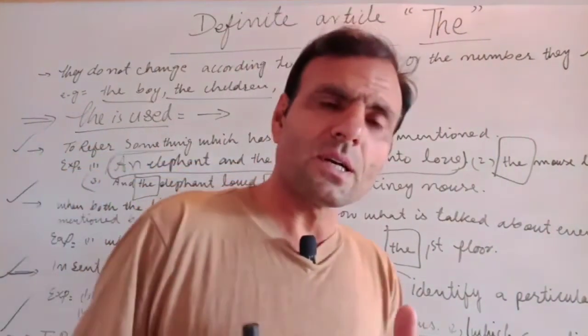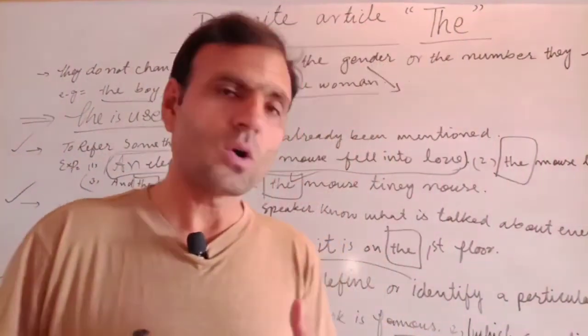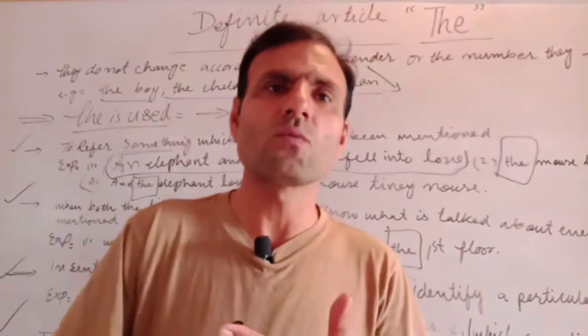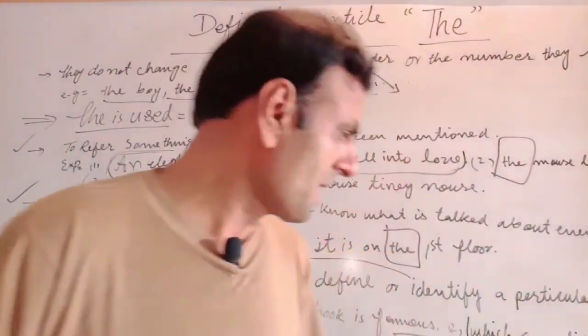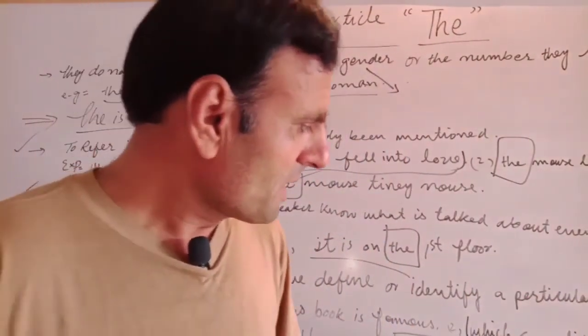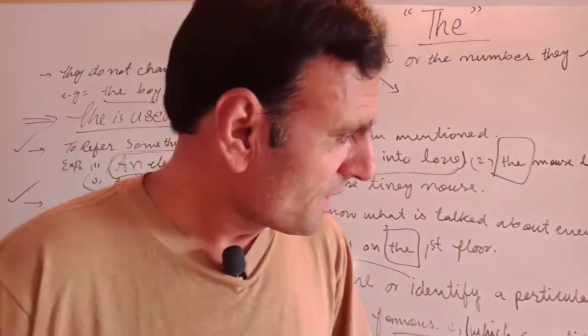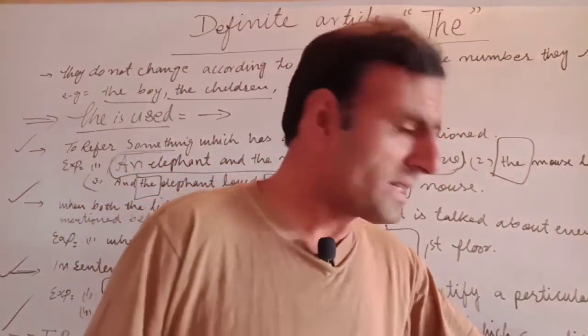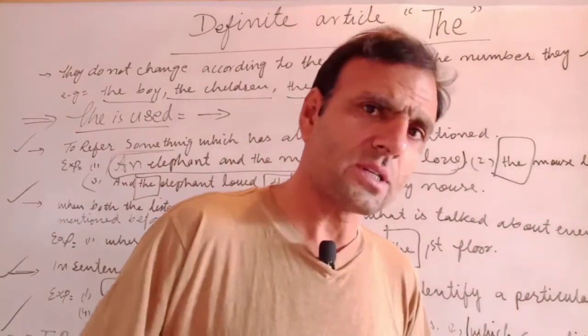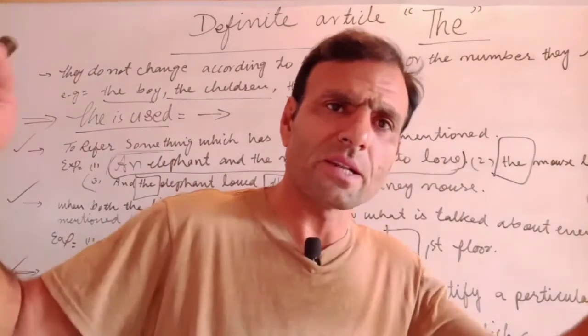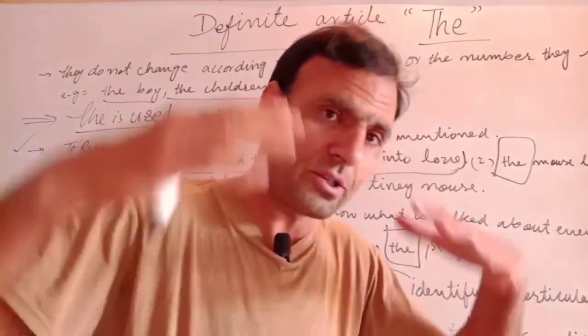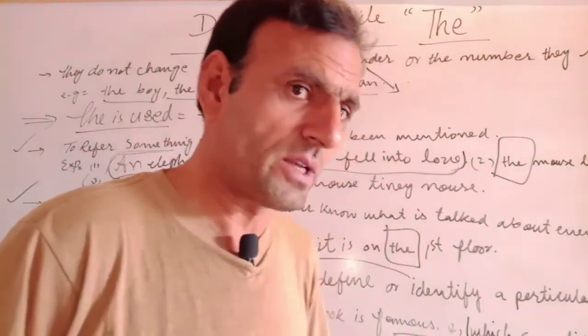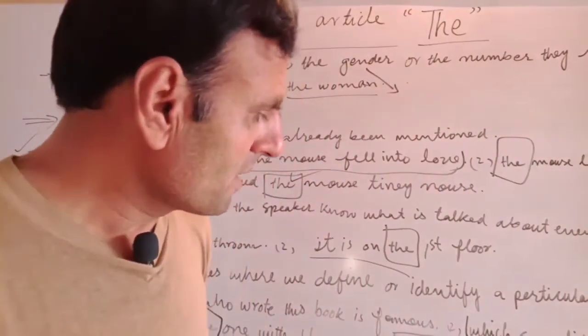Okay? One other usage of the definite article the: we use it with names of geographical areas and oceans. If there is a geographical area or ocean, again we use the before its name. For example, the Caribbean, the Sahara, the Atlantic. The Atlantic is an ocean. The Sahara is a very large desert in Africa. The largest desert of the world is the Sahara in the African continent.